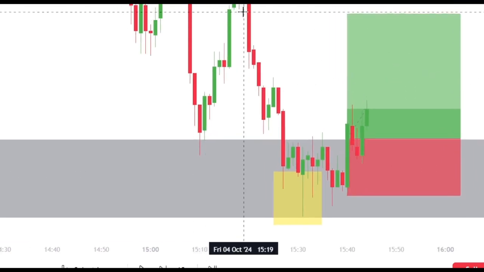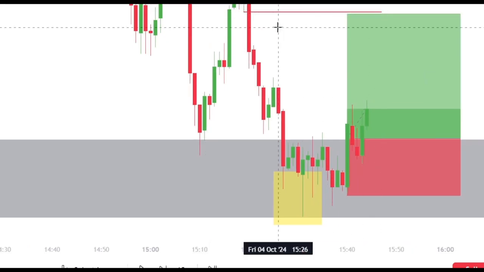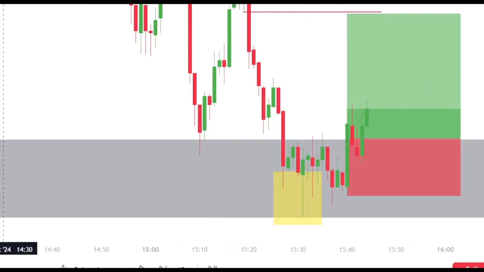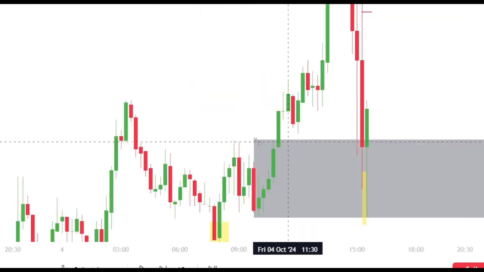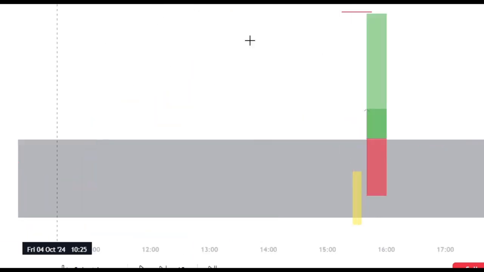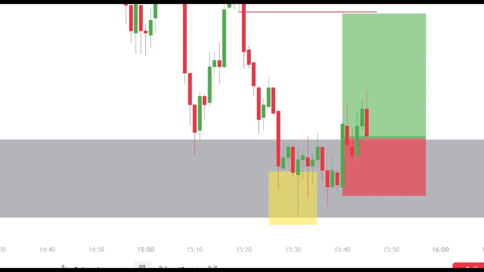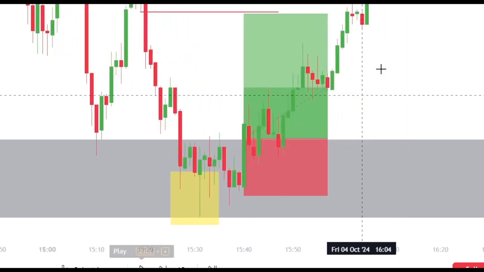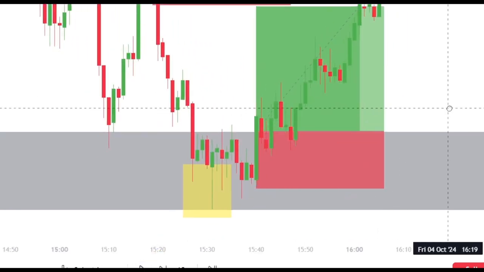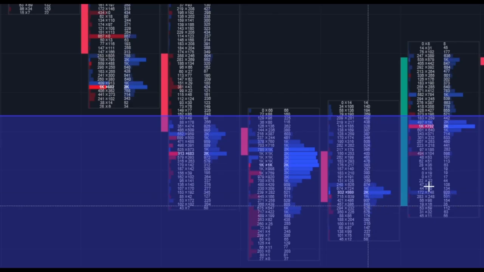Now, why was this my target? Well, we have a fair value gap over here. Simple as. So we're essentially trading from a 15-minute fair value gap, and we're looking to target the local 1-minute fair value gap. This is a scalp trade. So price did eventually rally up in our favor. And the reason for that was, again, we had massive absorption over here.